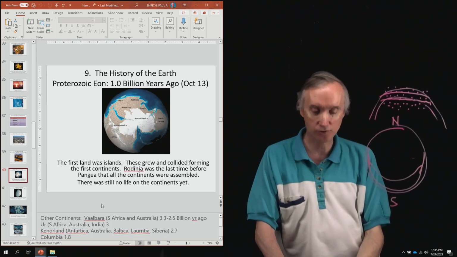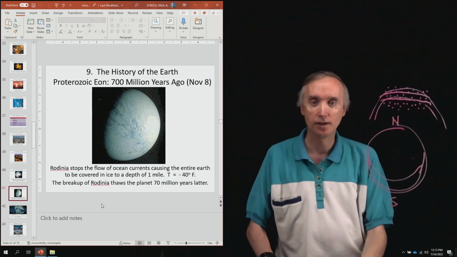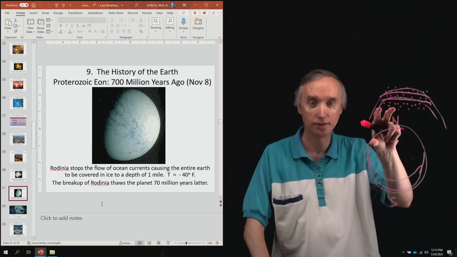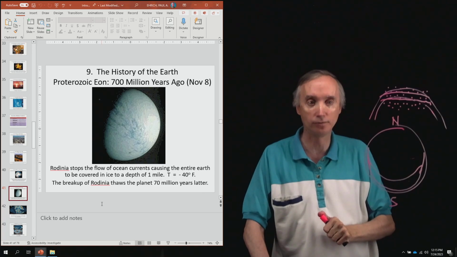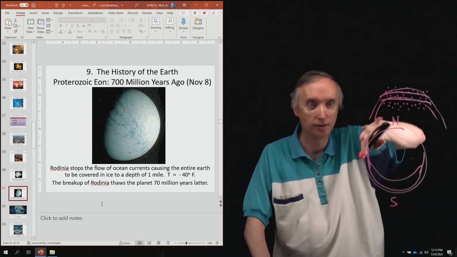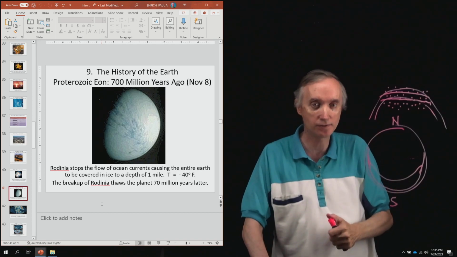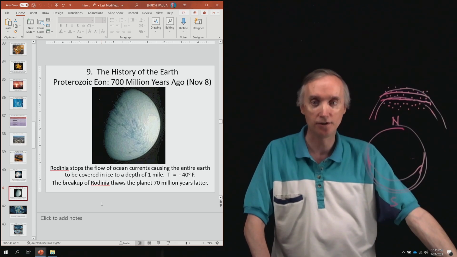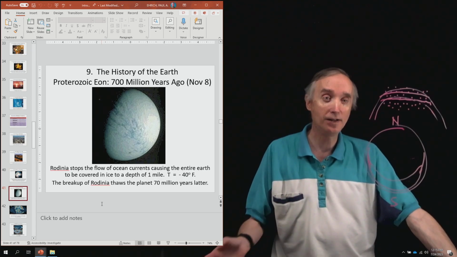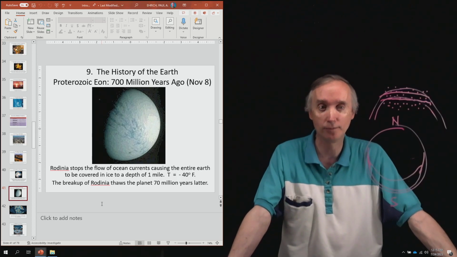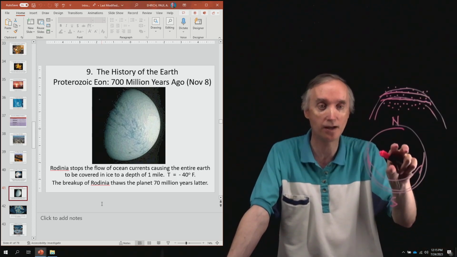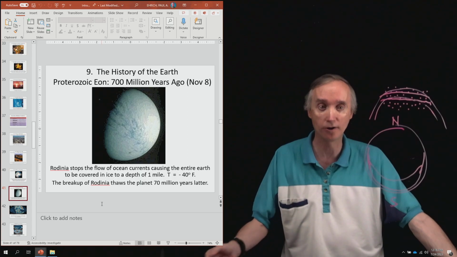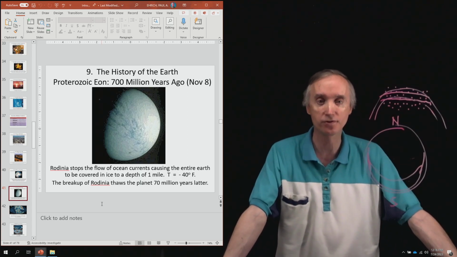And when that happened, that triggered an ice age. This ice age was so bad that we think the entire Earth was frozen completely solid to a depth of 1 mile. So 1 mile deep, the entire surface of the Earth was covered in ice. And the global temperature went down to negative 40 degrees Fahrenheit. So it got very cold. Now you might think that that would have killed off all of life, but remember, the kind of life that would have been living at this time would have been bacteria. And we know that bacteria are very, very hardy. So it was able to survive.